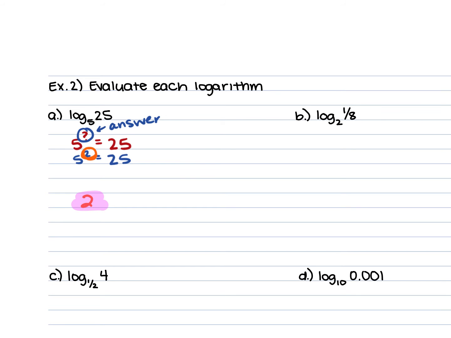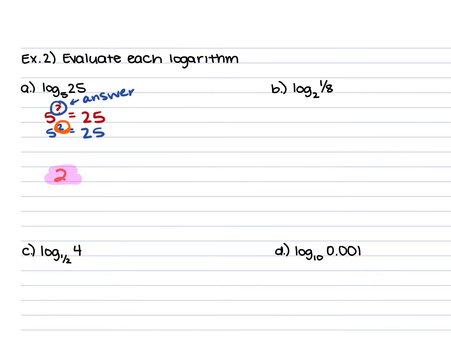For example B, we have log 2 of 1/8. So we're going to be rewriting this as 2 to what power is equal to 1/8. Well, if we think about this, we want the reciprocal of 2 to start with, so it would have to be raised to a negative power. So if that was 2 to the negative first power, that's 1/2. How do we get 1/2 to equal 1/8? Well, if we raise 2 to the power of 3, we're going to get 8. So if this is 2 to the negative third power, we have 1/8. So the power here is our answer, which is just that negative 3.